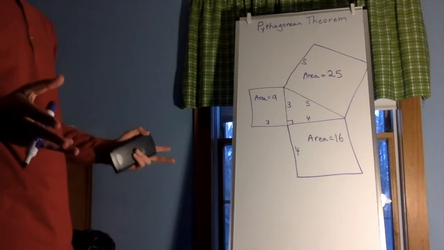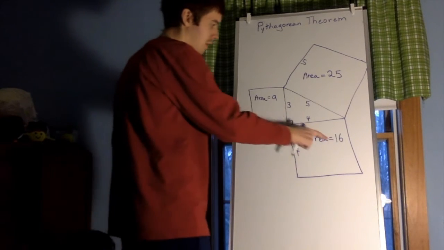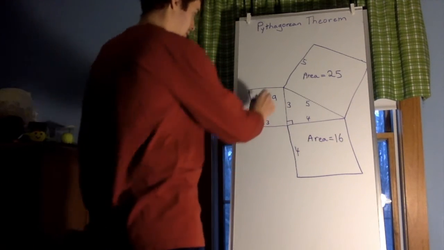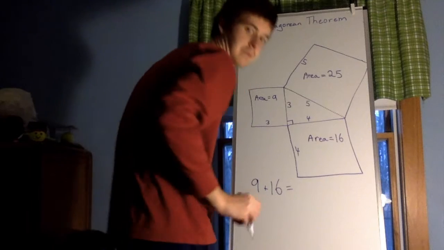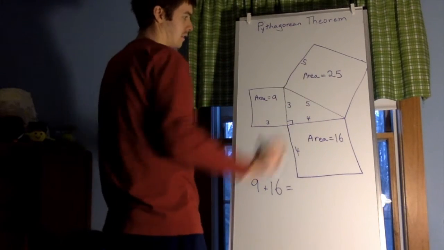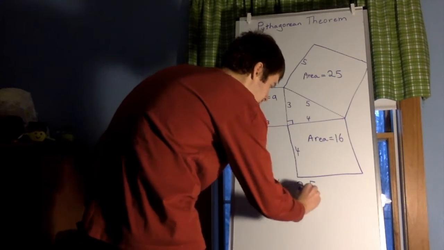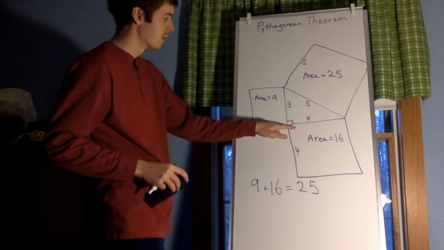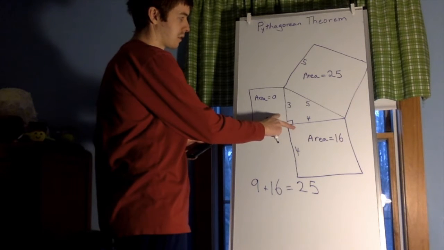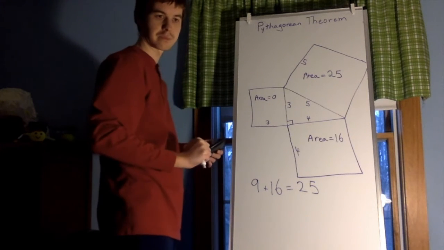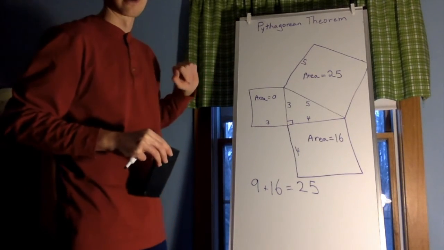Now if we look at it, there's an interesting relationship here, right? If I take my two smaller areas, my 9 and my 16, and I add them together, I'm going to get the area of my bigger square right there. In other words, squaring all of my sides, and then adding the two smaller ones will get me the bigger one. Okay, and we're going to generalize that, and that's going to be our definition for the Pythagorean theorem.